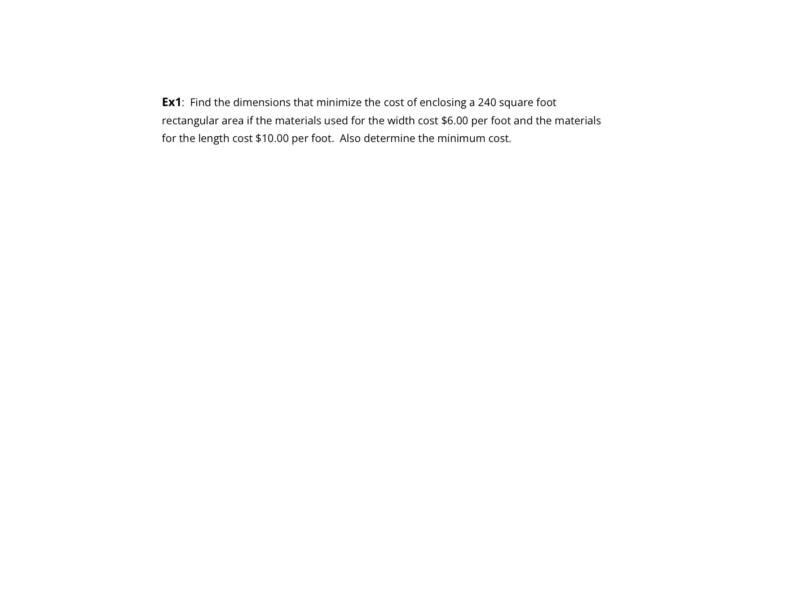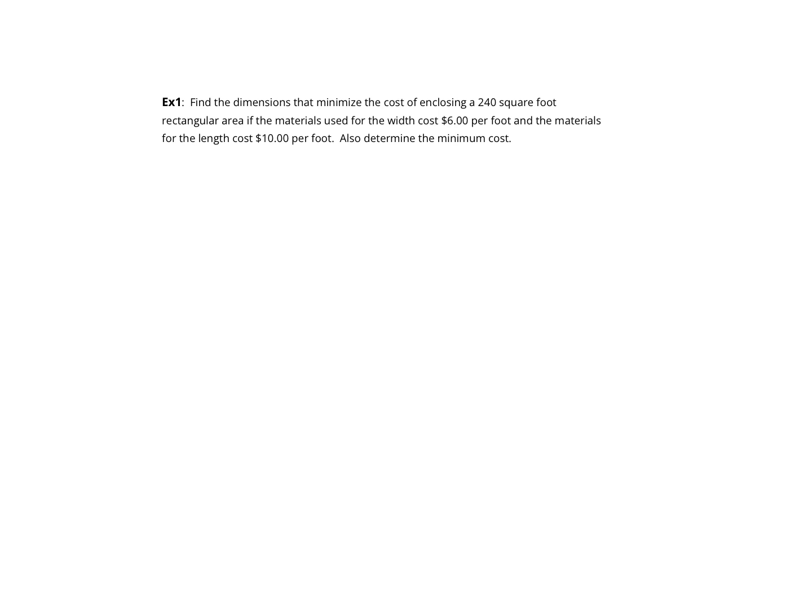Hello and welcome back. This is going to be our first of 4 optimization problems, and the goal of this problem is to find the dimensions that will minimize the cost of building a rectangular area, and they give us information about the material used for the length and the width for our rectangle.